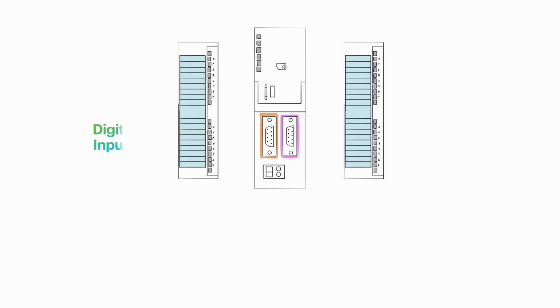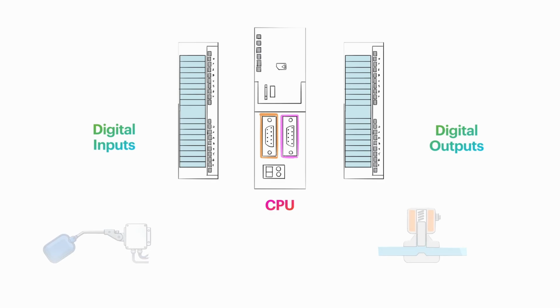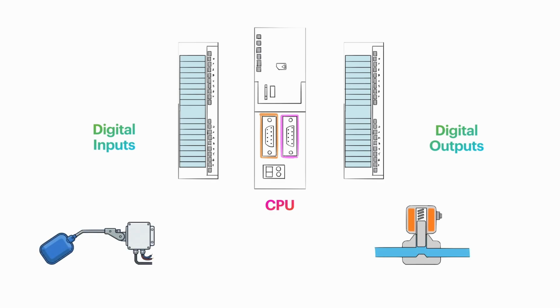In this example, the digital input and output modules act as connectors between the CPU and the sensors and actuators. The digital input module connects the CPU to the level sensor, and the digital output module connects the CPU to the solenoid valve.